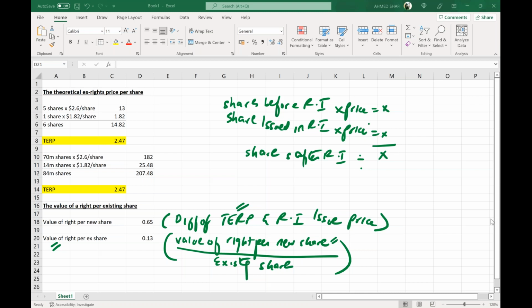I will repeat the 1:5 ratio again, don't worry, just copy it. 14 million came, so 25.48 million needs to be raised, and we are issuing shares at 1.82. And the 1:5 ratio, I will just explain, just copy it.